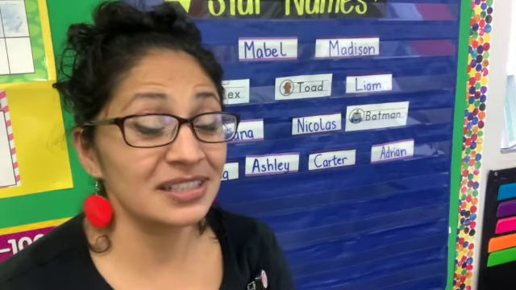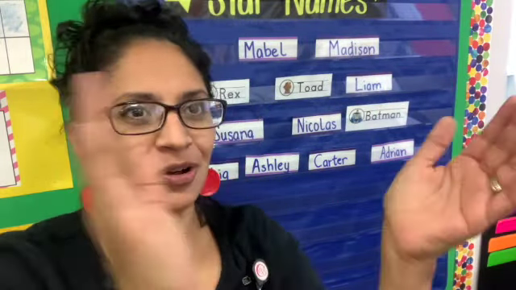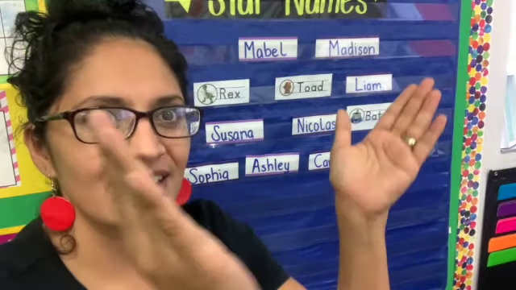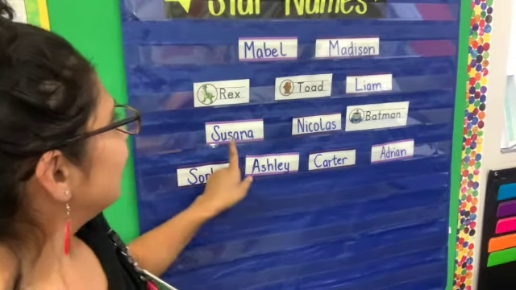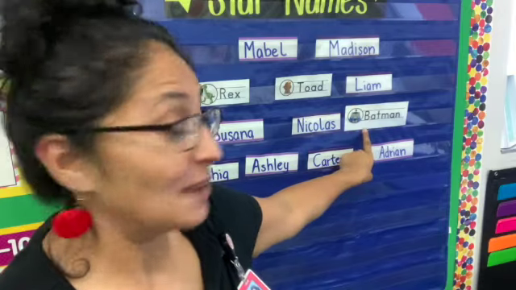You ready? Let's read a few of the names on our star name charts. Because they are going to be some of our snap words, we're going to snap right after we read it. And don't worry, if you can't snap, you can just clap along with Miss Orozco. There are our snap words. Let's do my friend Batman. Ready?